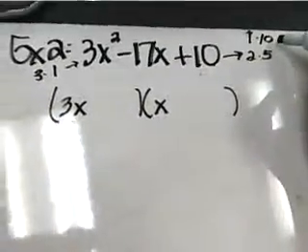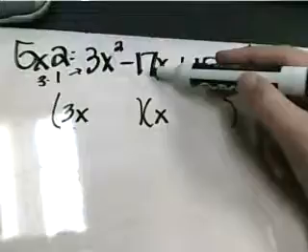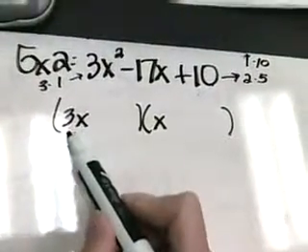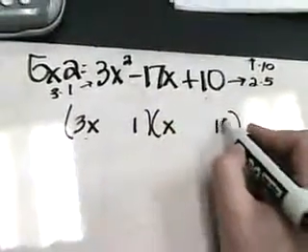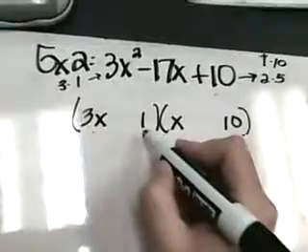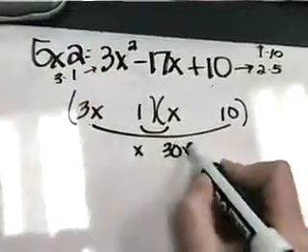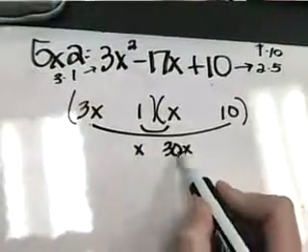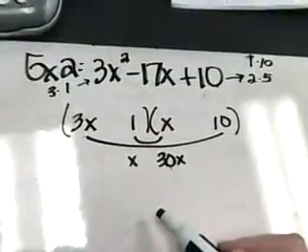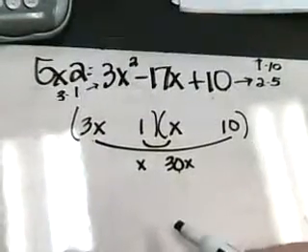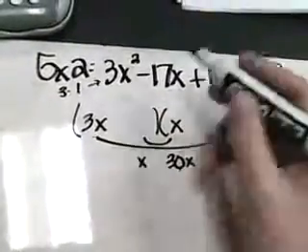Now I have to work a little harder over here, because I have to choose factors, remember, that will add or subtract to give me negative 17. But now they also have to work with this 3 and this 1. So sometimes this takes a little guessing and testing. So let's throw 1 and 10 in here. Now if I do my check, this is going to give me 1x and 30x. Now, if you add or subtract those, are you going to get negative 17? No, because 1x plus 30x would give me 31x, and 1x minus 30x would give me negative 29. Not even close.